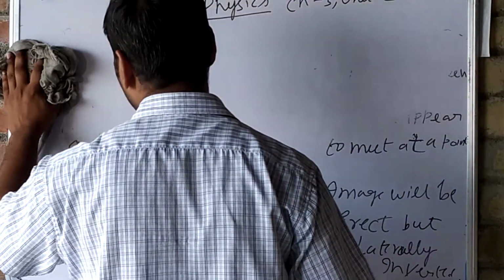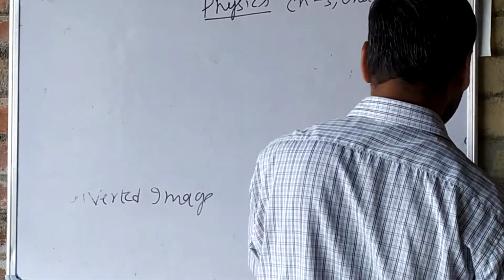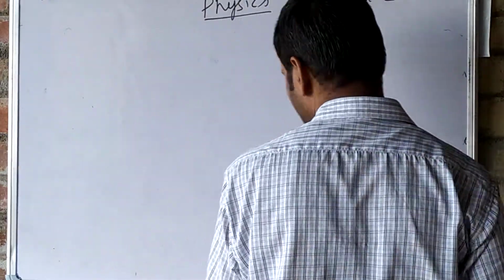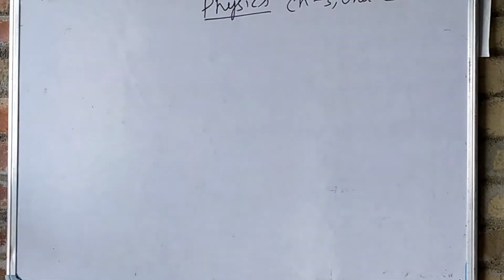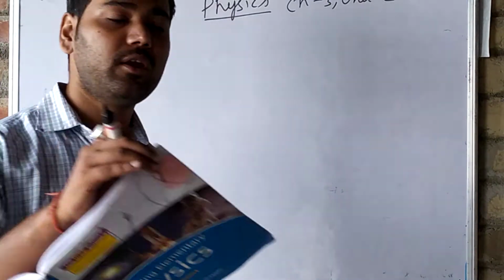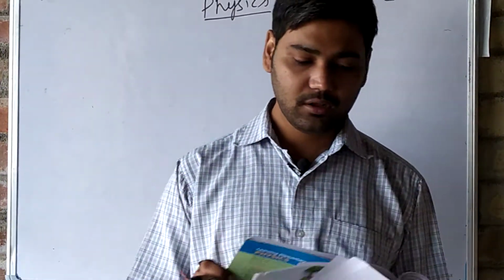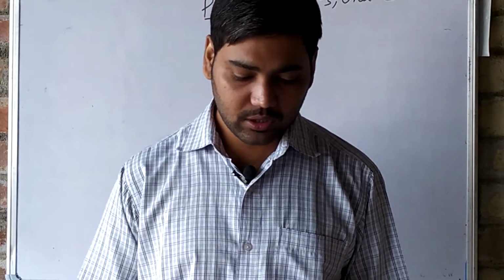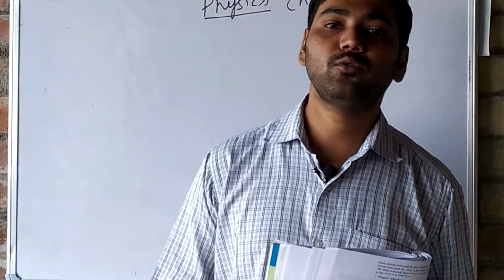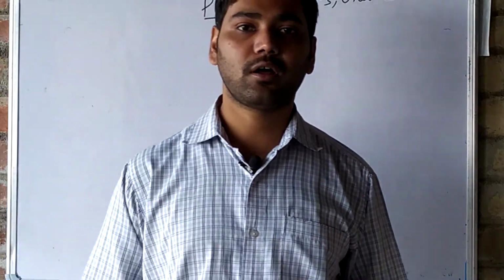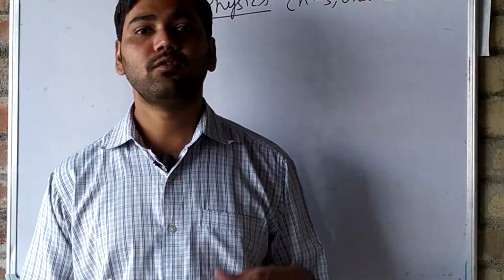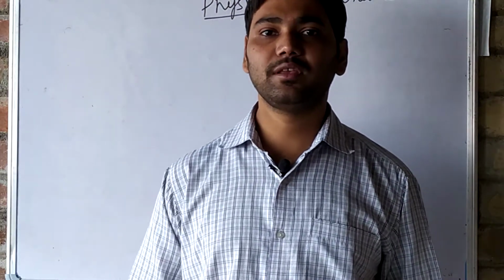Now we have to study about the uses of the plane mirror. It is written in the book, 7-8 points, all are very important. See here, they are used as a looking glass. Plane mirror is always used as a looking glass. The mirror which we have in our house is actually a plane mirror which is used by us to see ourselves.